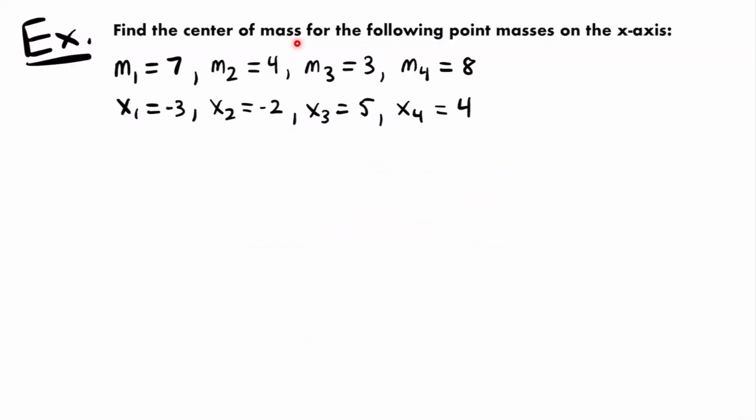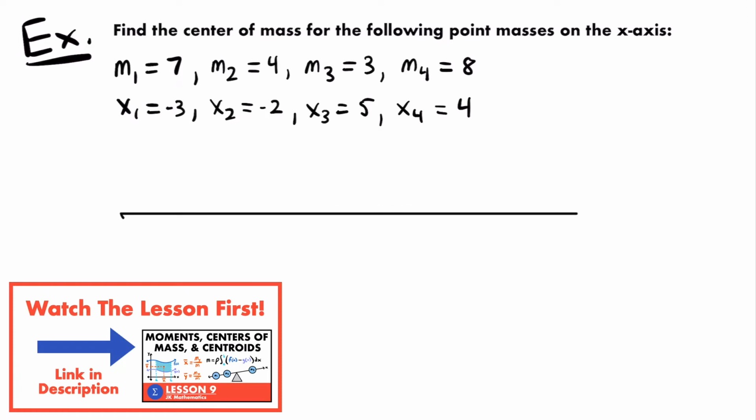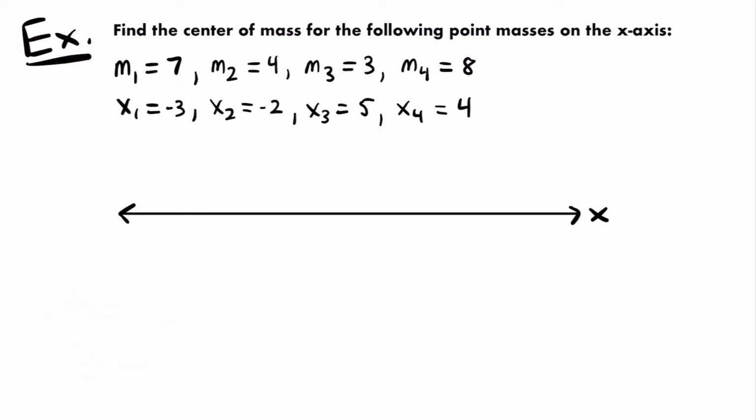All right, so here's our first example. We want to find the center of mass for the following point masses on the x-axis. Here we have four masses and their respective placements with respect to the x-axis. If we draw that x-axis, this is going to be our axis, and I'll label the origin x equals 0. We can place each of these masses along this axis.